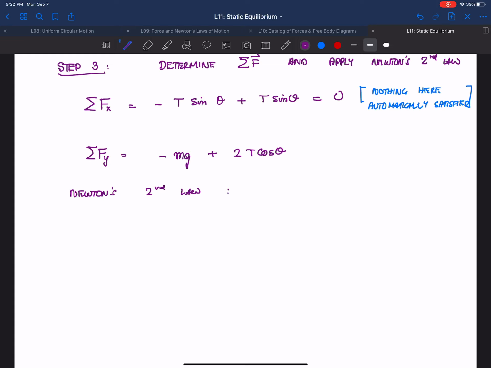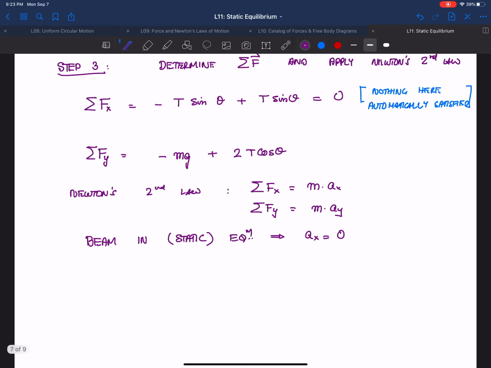Newton's second law says that the net force in the x direction is mass times the x component of the acceleration. The y component of the net force is mass times the y component of the acceleration. But we know that the beam is in static equilibrium, and if the beam is in equilibrium, it has no acceleration. It's not even moving, so the accelerations are both 0.